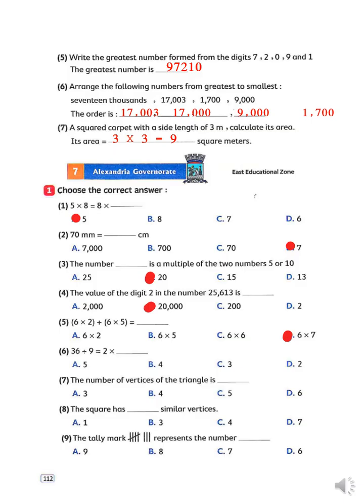36 divided by 9 equals 2 by 2. The number of vertices of the triangle is 3. The square has 4 similar vertices. The tally mark represents the number 8.